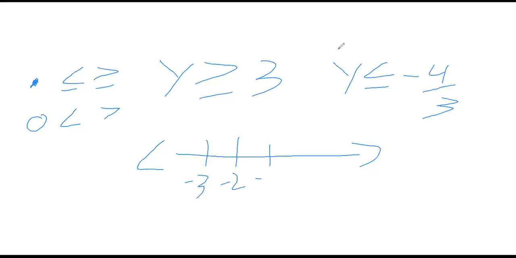If 2, 1, 0, 1, 2, 3. Yep. So -4/3 ends up falling somewhere around here, right? That's -4/3. And it is everything that is less than -4/3. So should we have an arrow going to the left or to the right?